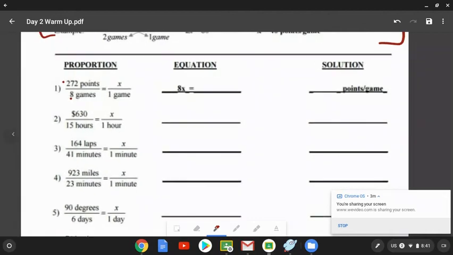So this equation is done for you. They have multiplied for you already. 8 times x is 8x. 272 times 1 is 272. Well, the question is asking, how many points does he score per one game? You're going to go ahead and divide this by 8 and divide this by 8. 272 divided by 8 is 34. He scores 34 points per game.